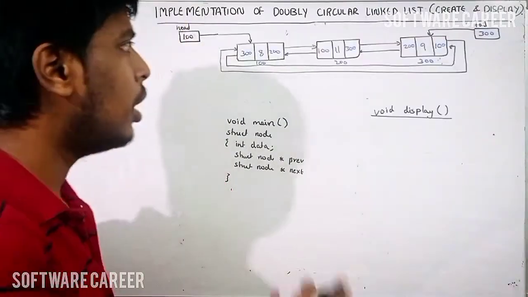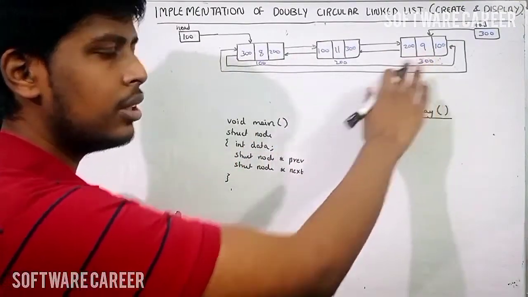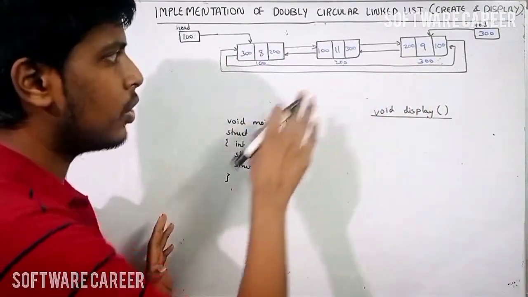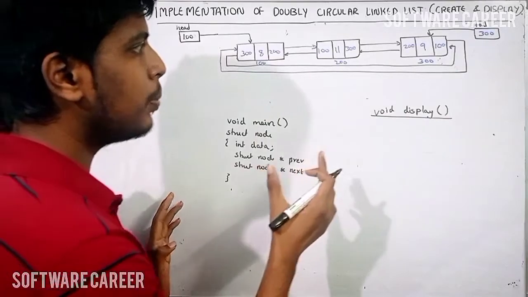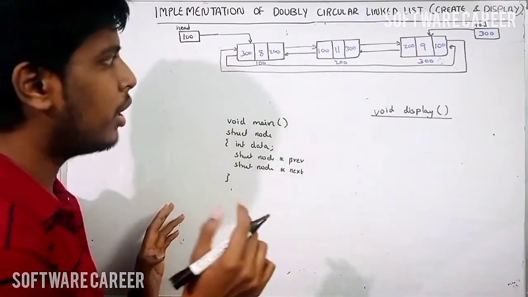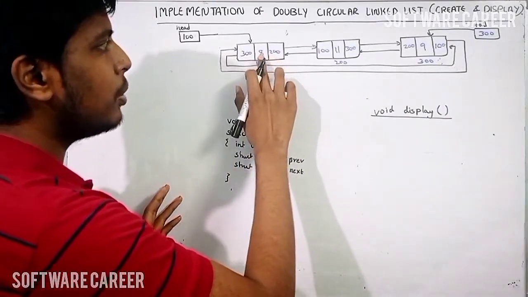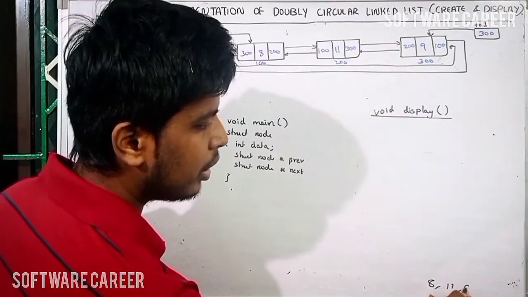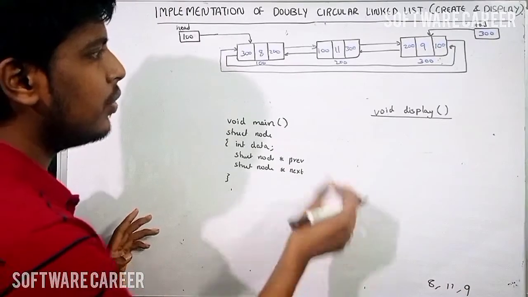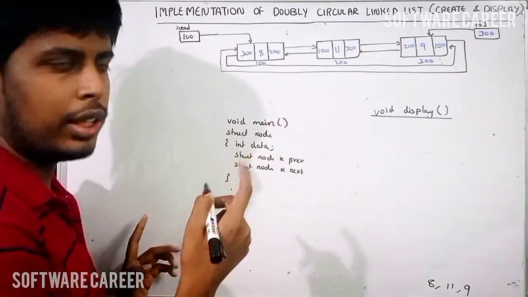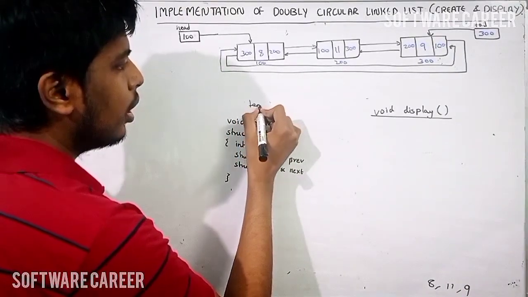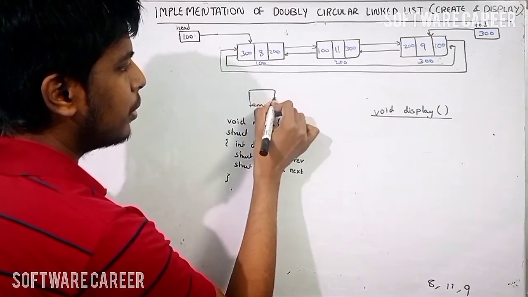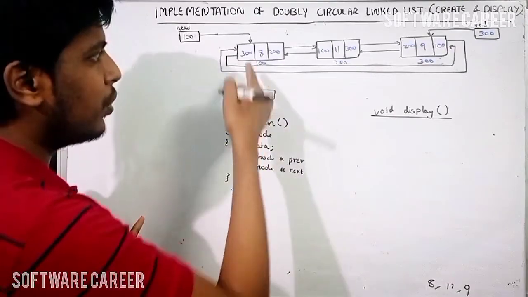See, now I'll teach you how to display all the elements present in the circular linked list, double circular linked list. See, the first step is you should create a pointer called temp. Now see, the data present here are 8, 11, 9. It should display 8, 11, 9. How to display it? Let's see. This is the pointer temp, and this pointer should point towards the first node.